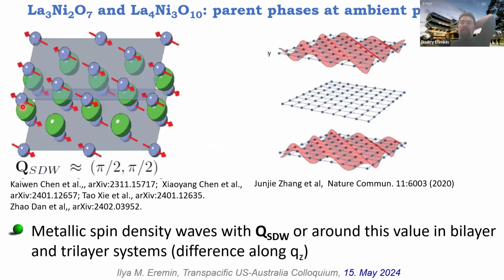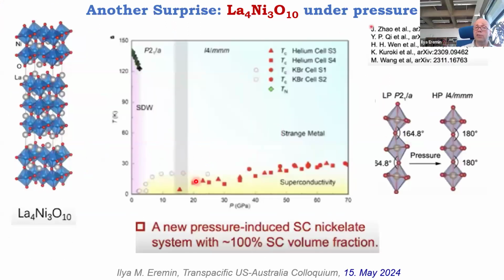And what about three-layer or few-layer systems? So the three-layer is also superconducting. This is also shown here. They are very similar to the bilayer. They also show superconductivity. So that's for the trilayer.